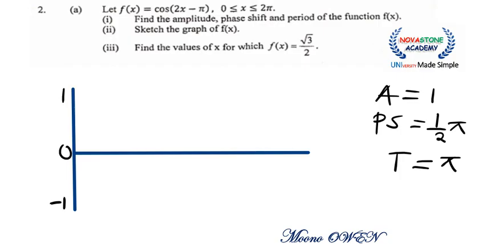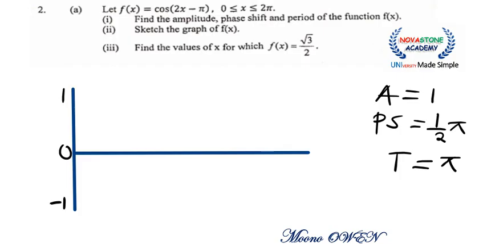So you know that the cosine graph usually starts from here and it goes like that and it goes like that. Okay, that is a positive one. A negative one, or it starts this side, goes like that. Okay, so basically that.